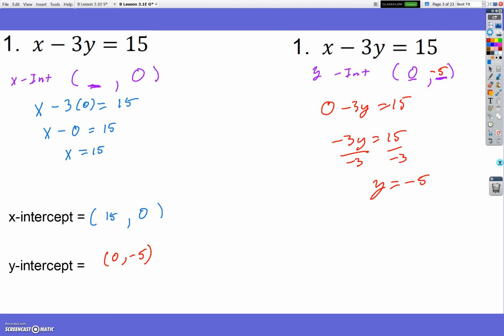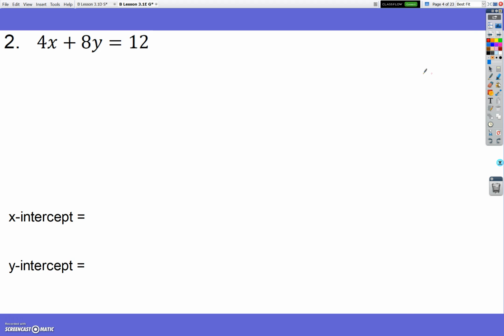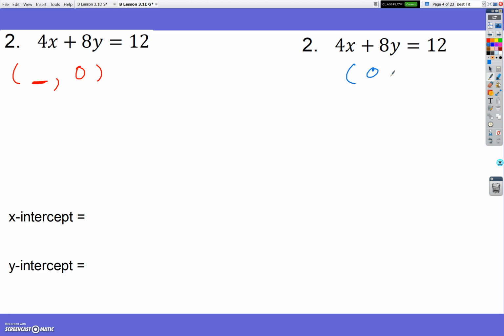Alright, let's go ahead and look at the next one. On this one, same idea. What we want to do is find the x and the y-intercept. How we do this is we always set up 2 equations. One where we find the x-intercept. Remember, x-intercept is when I plug in 0 for y, and what is my x value. And the second one is when I find my y-intercept, when I plug in 0 for x and I figure out that number for y.